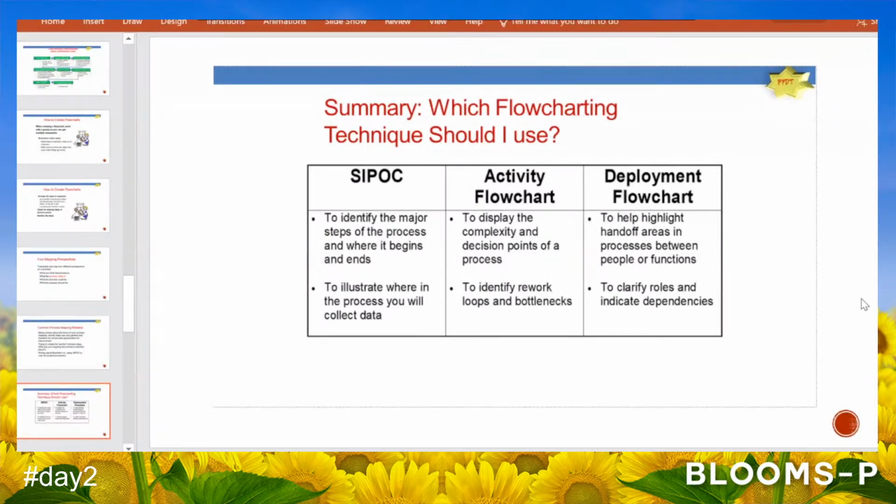Summary of which flowcharting technique you should use. CPOC to identify the major steps of the process and where it begins and ends, and to illustrate where in the process you will collect data. The activity flowchart is to display the complexity and decision points of a particular process and to identify the rework loops and bottlenecks. The deployment flowchart is to help highlight handoff areas in the process between people or functions, to clarify roles and indicate dependencies.